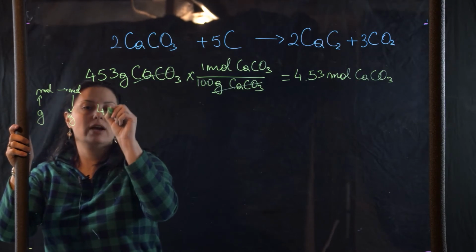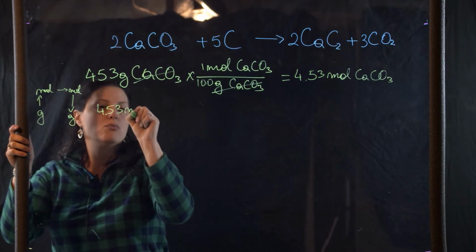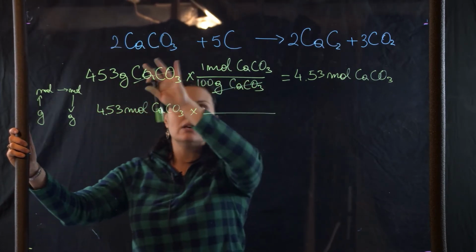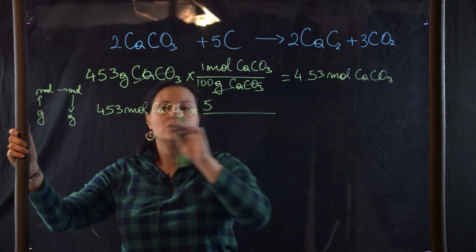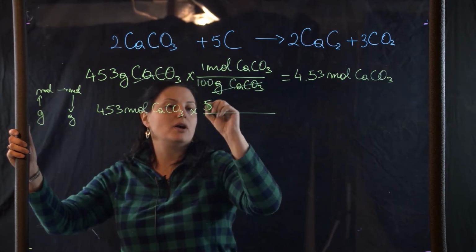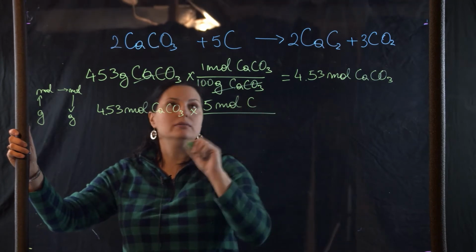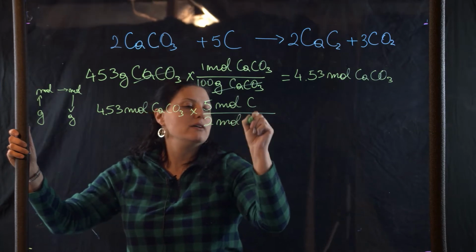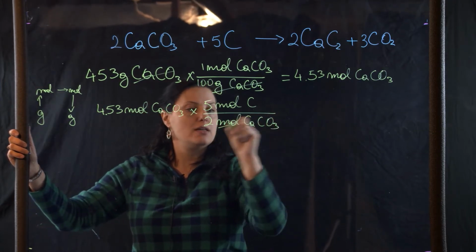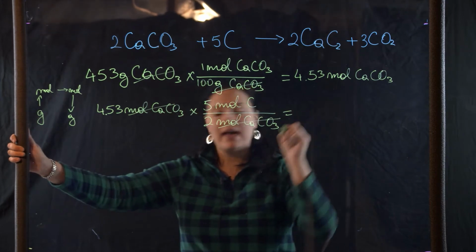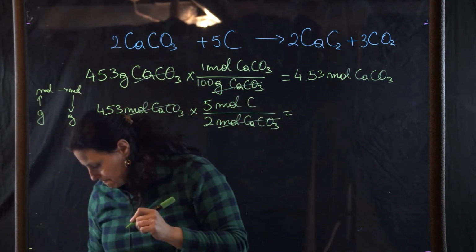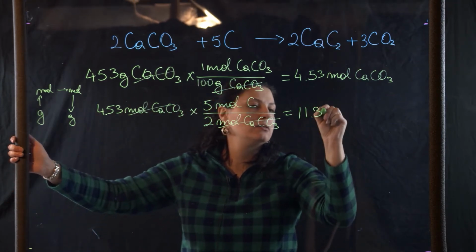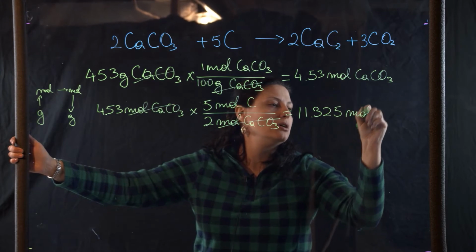I know 4.53 moles of calcium carbonate. I can use that molar ratio in such a way to get rid of moles of calcium carbonate. 5 moles of carbon. I use up 5 moles of carbon for every 2 moles of calcium carbonate. These will cancel out, and if I do the math, it gives me 11.325 moles of carbon.